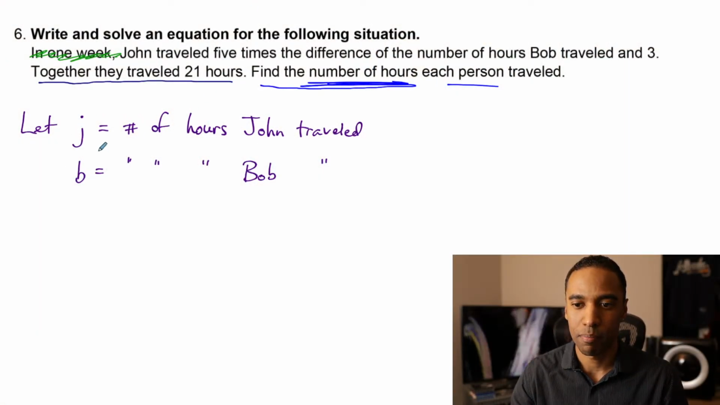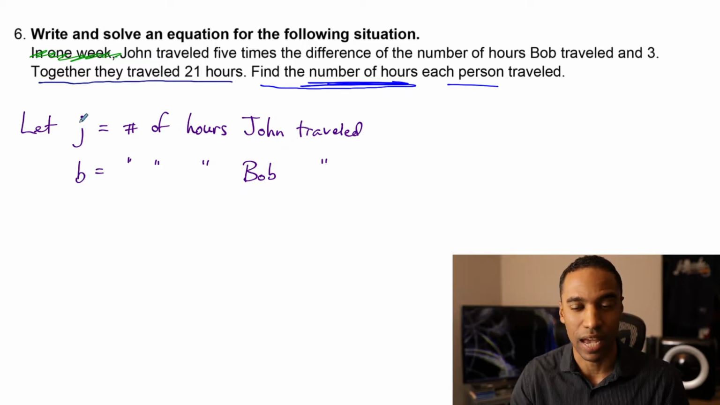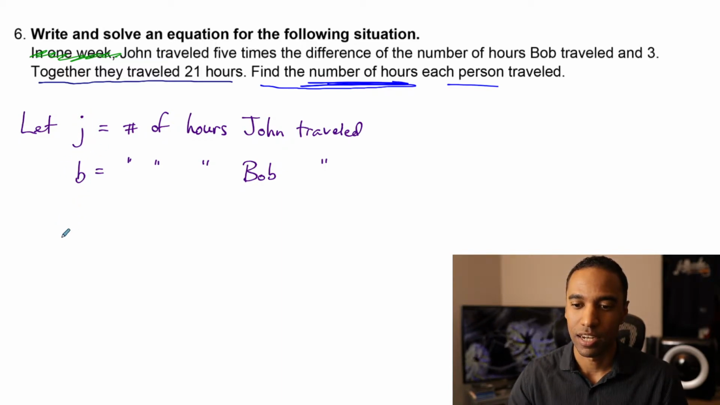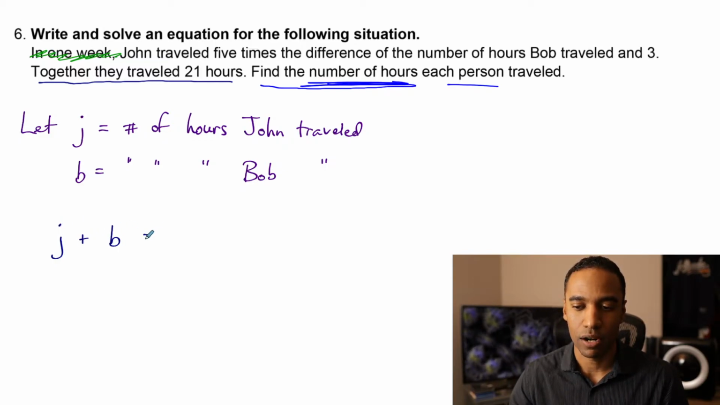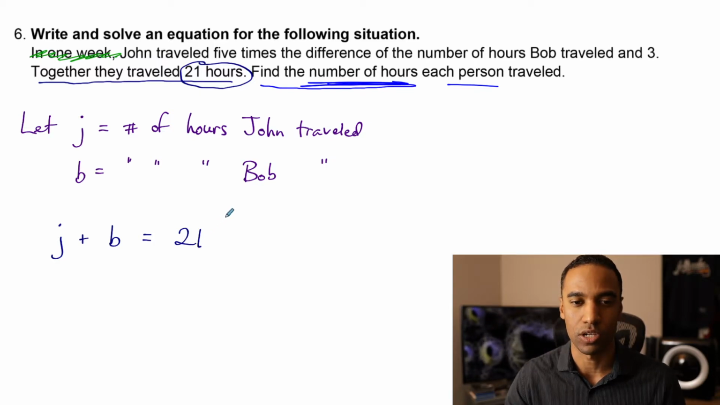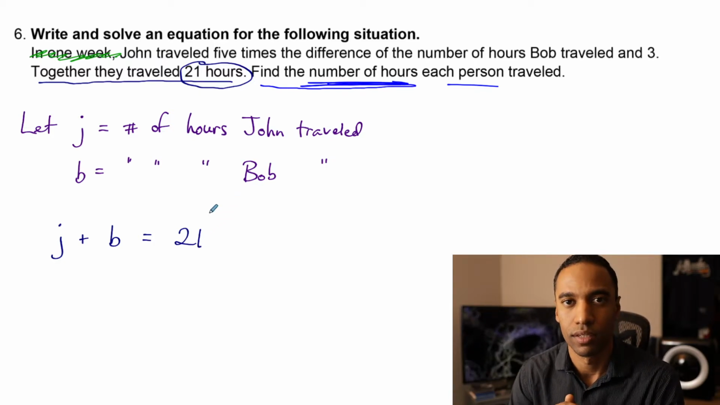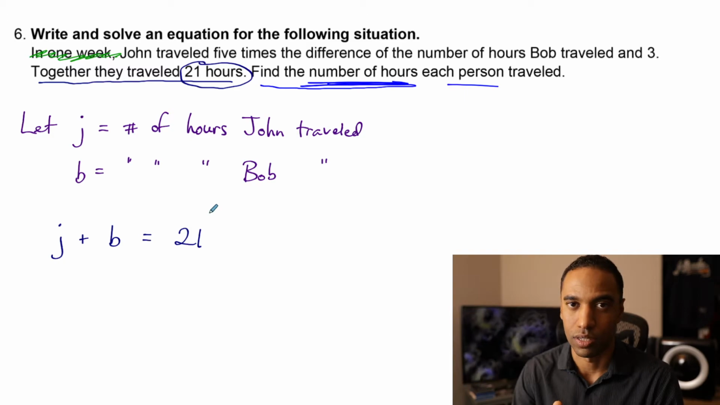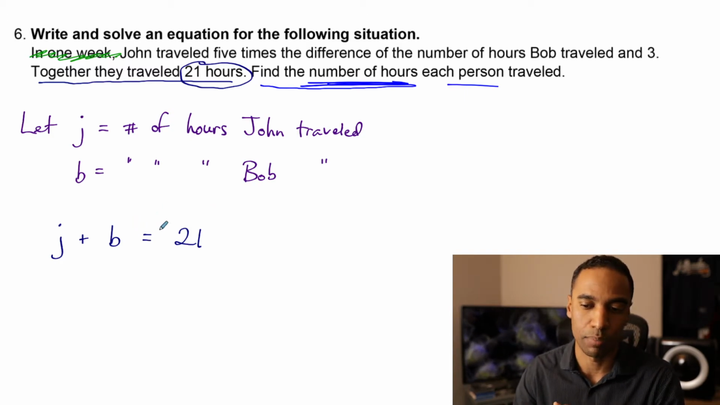Why is that important? Because I have variables that express exactly that. Let's take the number of hours John traveled plus the number of hours Bob traveled, and together that'll total how many hours they traveled together. We actually know that information. It's 21. So that is an equation that we could write to solve this thing. Now, that's one equation: j plus b equals 21.